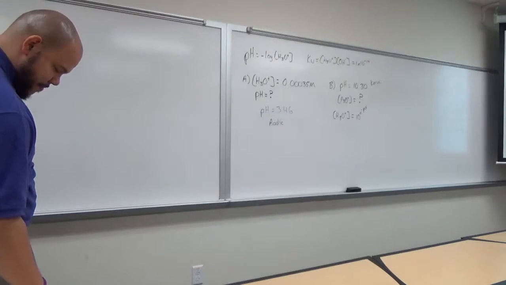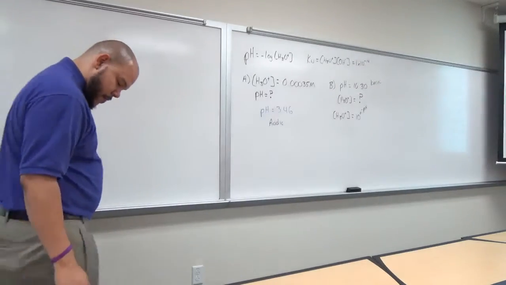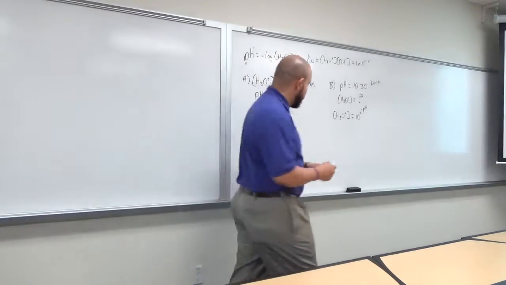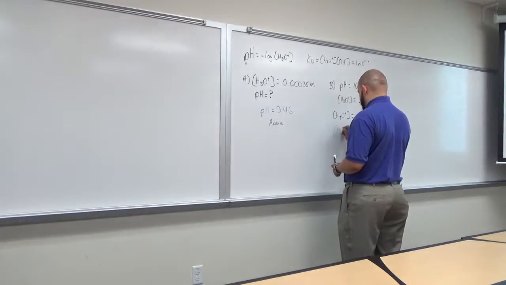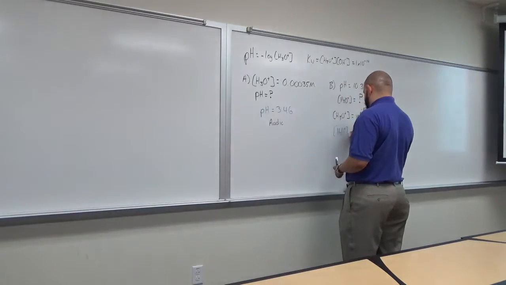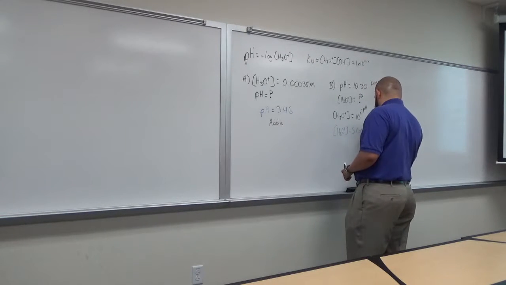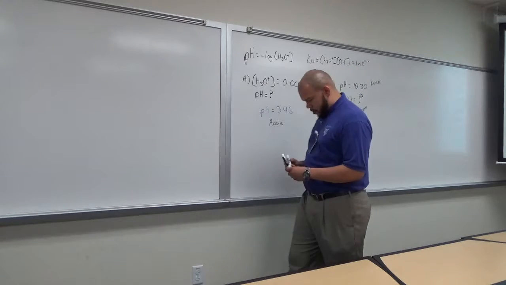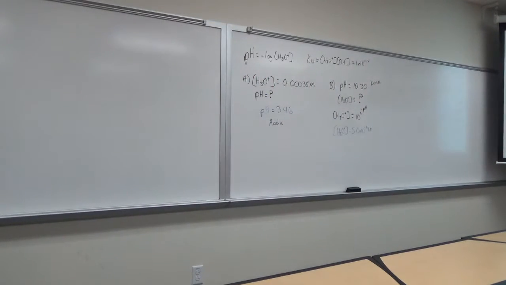And why? 5.0 times 10 to the negative 11. Okay, very small, right? Something to 10 to the negative 11 is like it doesn't even exist. It's there, but it barely exists.